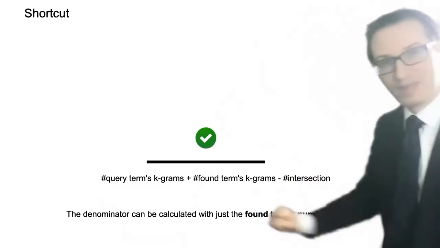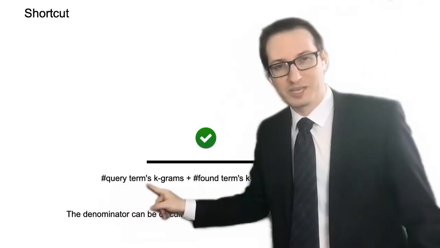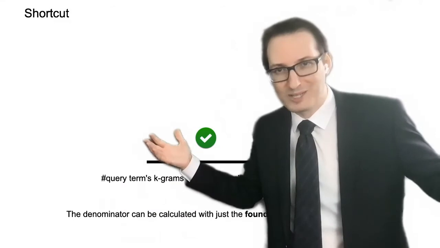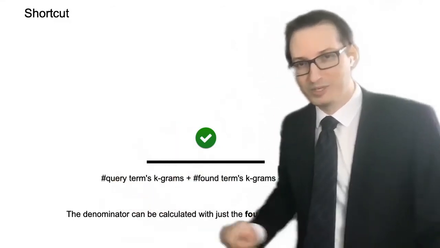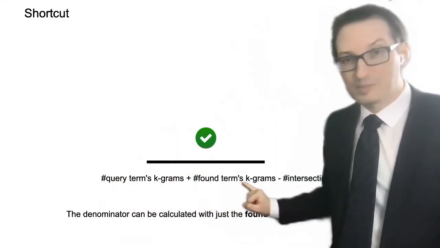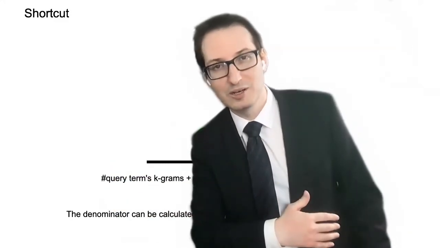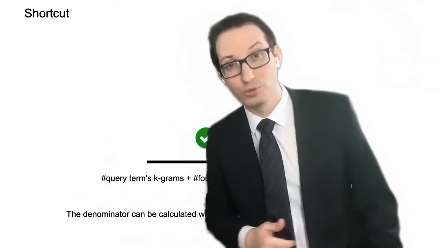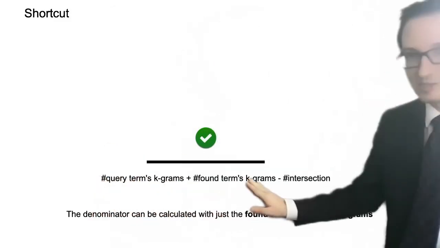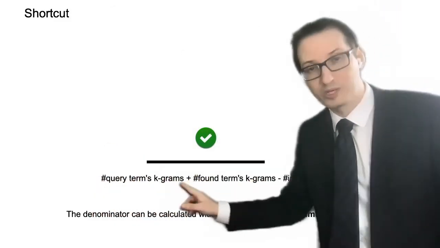So this we know. The total number of query term k-grams, well, we just need to compute it once. There's only one query term. So this is very easy. And the k-grams of the found term, this is something we can compute in advance. When we build the k-gram index, we can just pre-compute all of that, right? So when we are at runtime, this is basically a constant. We just look it up and that's it.